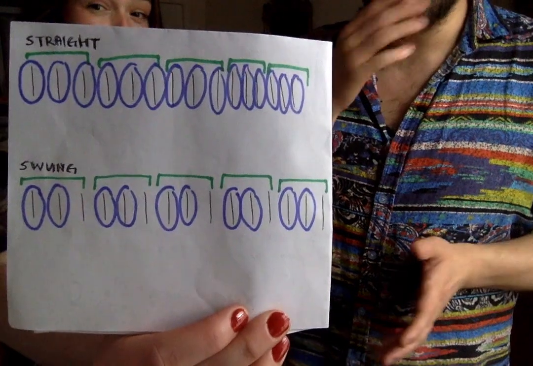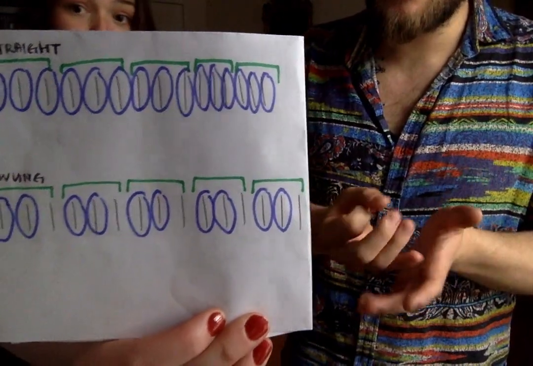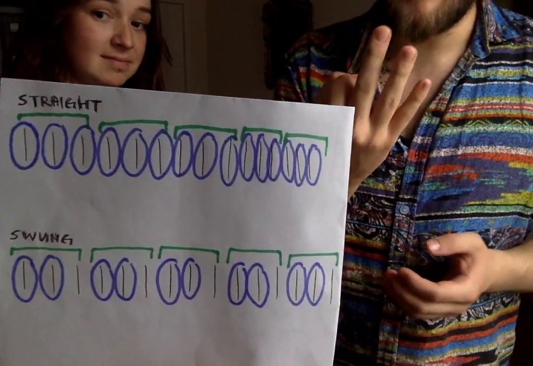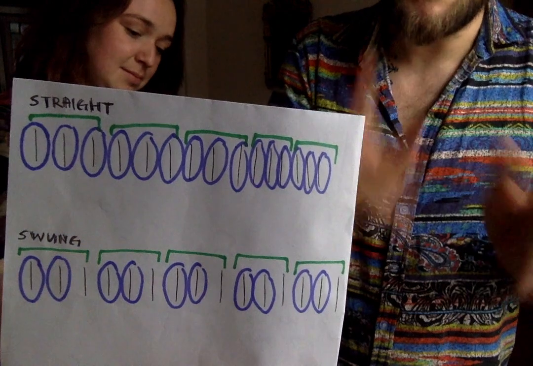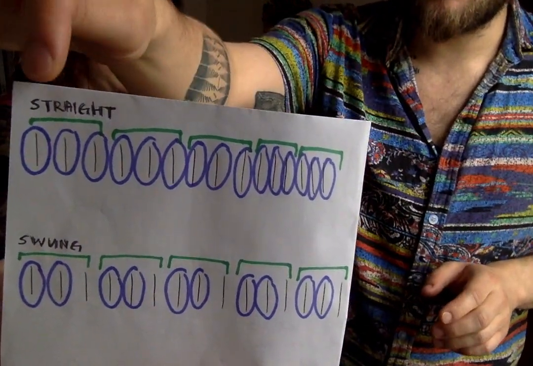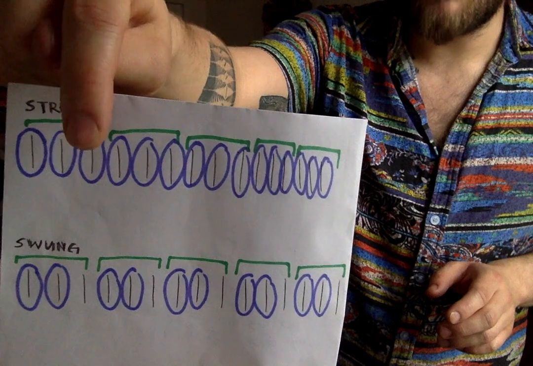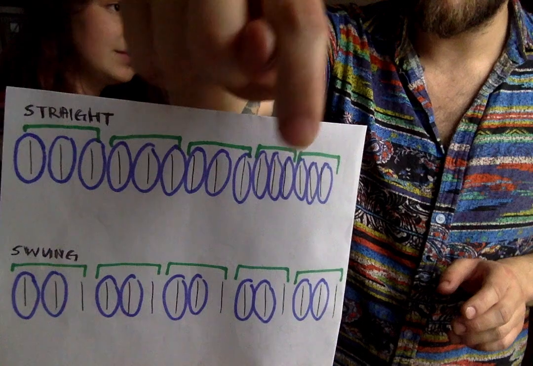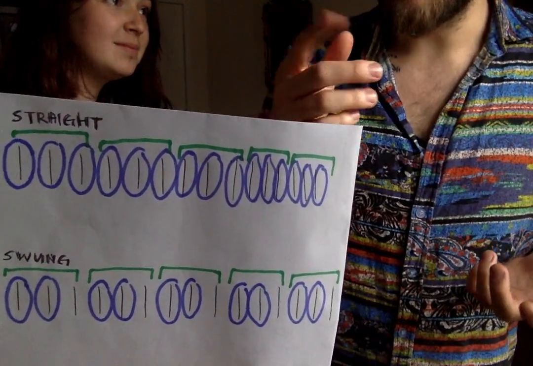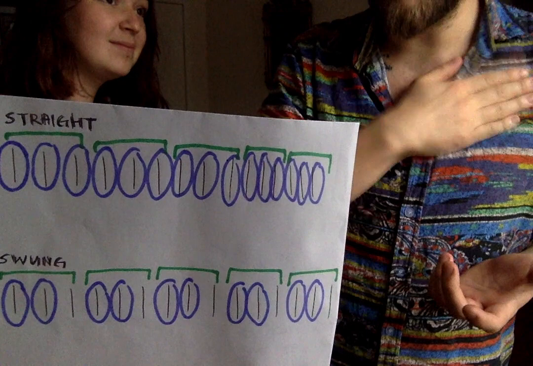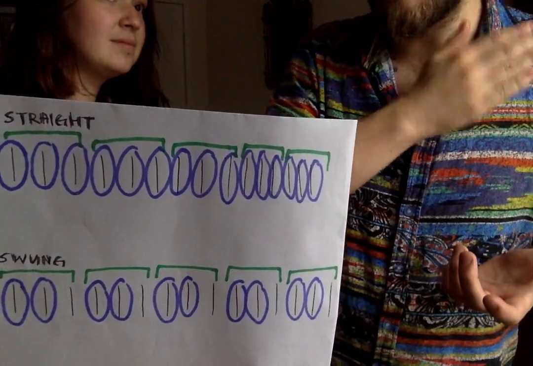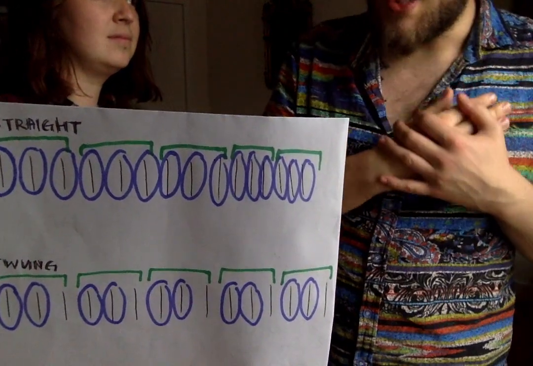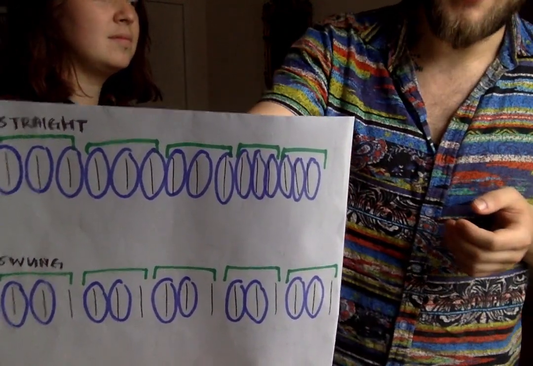So when we're talking about swing music, each beat is technically broken up into what we call triplets. That means there are 3 pulses to one beat, so to speak. If we're doing this straight, this green bracket is 1 beat. So this would be 1, 2, 3, 4, 5 in the music, and the straight feeling is 1, 2, 3, 1, 2, 3, 1, 2, 3, 4, 5.